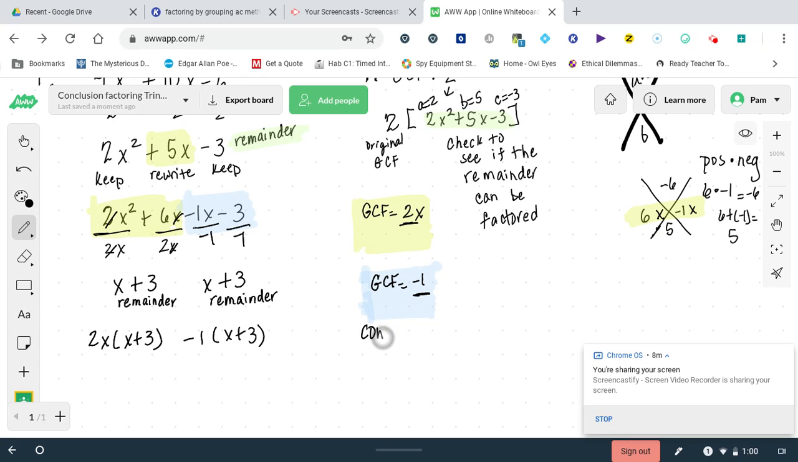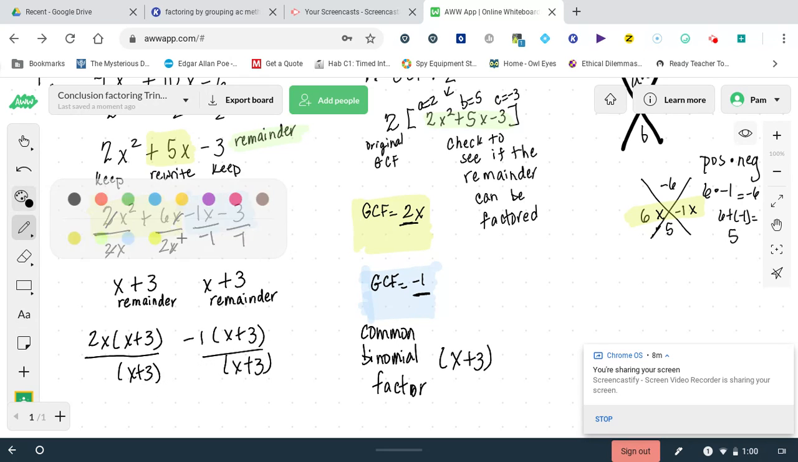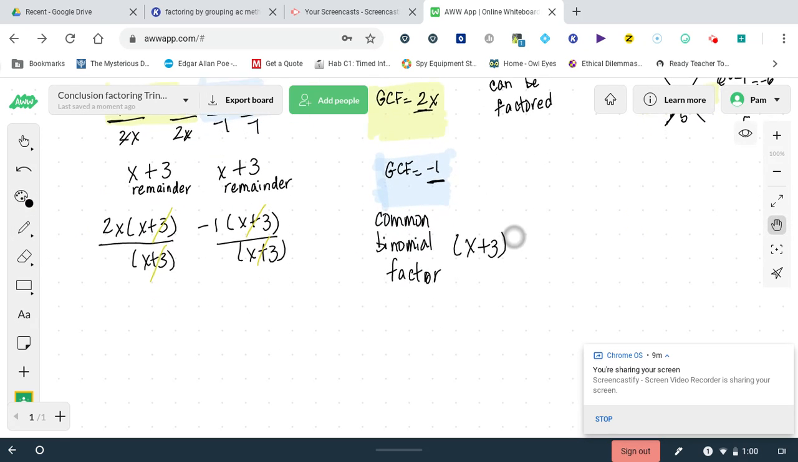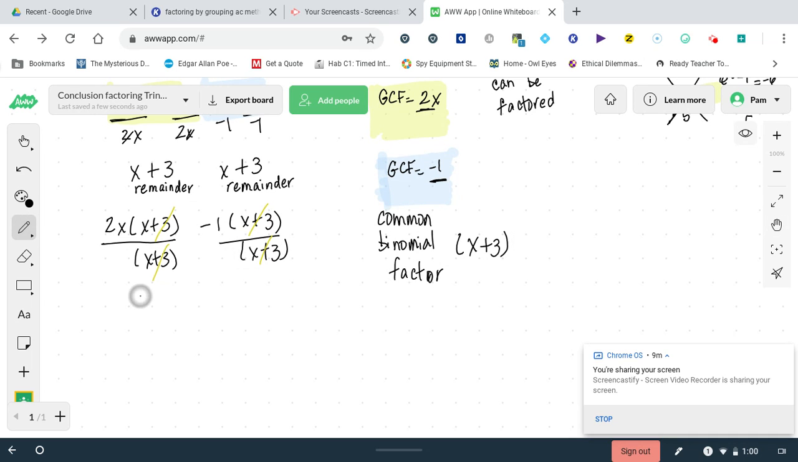Now you have a common binomial factor. So we're doing the same thing. The only thing is we had to divide by 2 in the very beginning to get that original GCF. All right, now my common binomial factor is x plus 3. So I'm going to divide each one of these by x plus 3. And these are going to cancel. And I'm going to be left with, let me move this up, I'm going to be left with 2x minus 1.